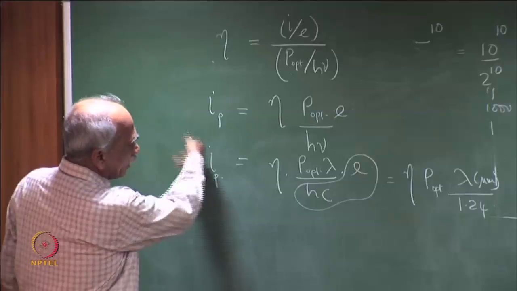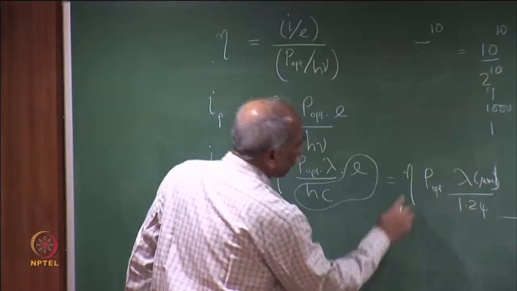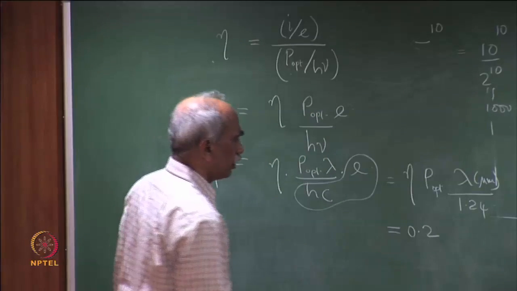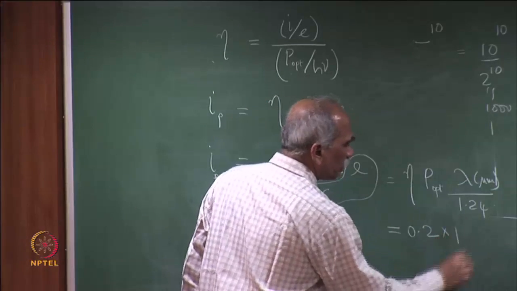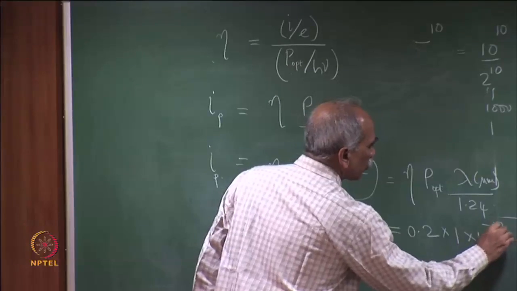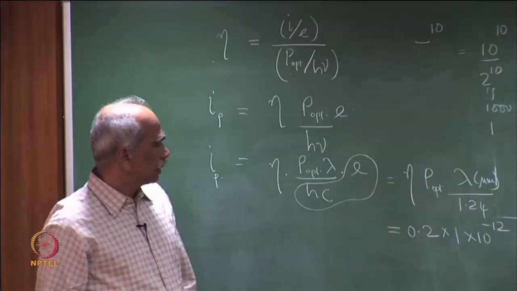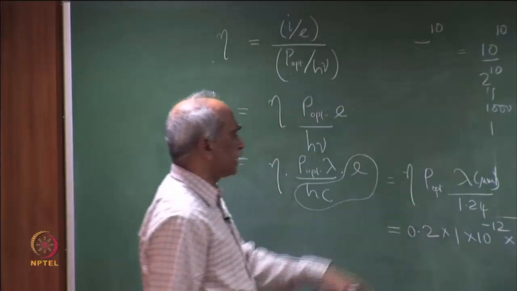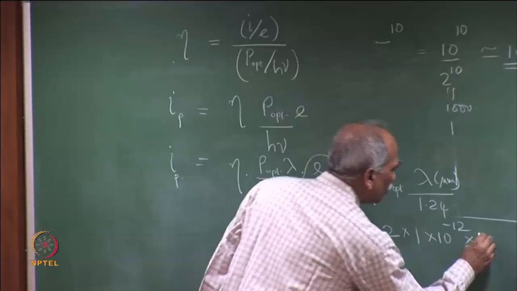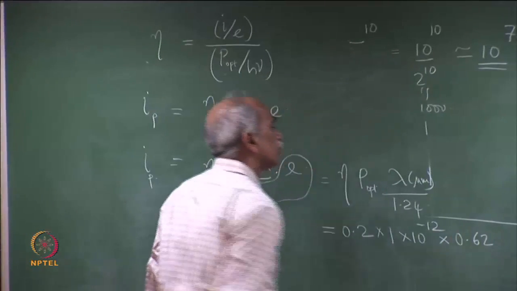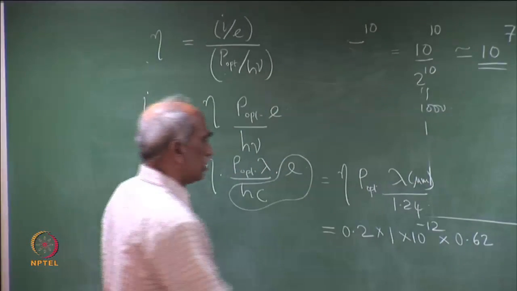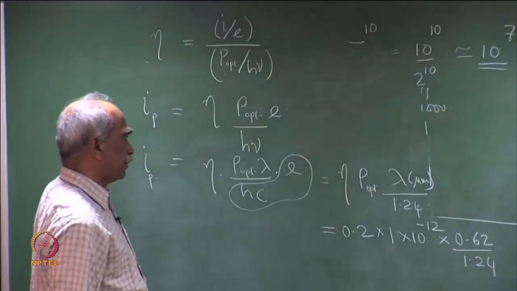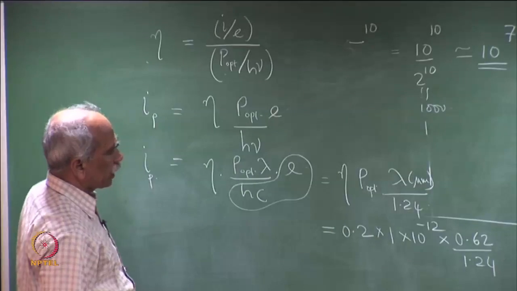If I look at the previous curve, these are typically 0.1 to 0.2. So, let me assume eta is equal to 0.2. Incident optical power is 1 picowatt, so 1 into 10 power minus 12. And the wavelength, let me assume 0.6 or 0.62, divided by 1.24. So, this is the primary photocurrent generated.